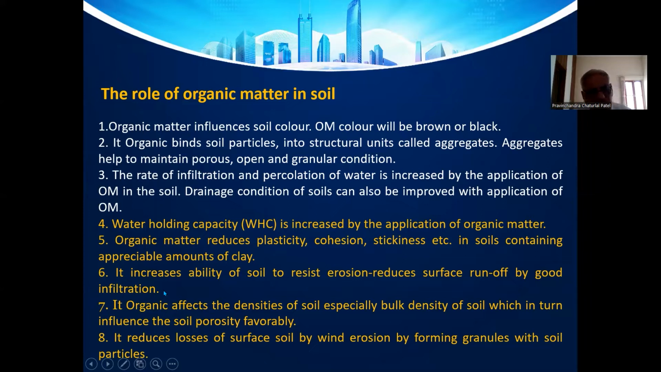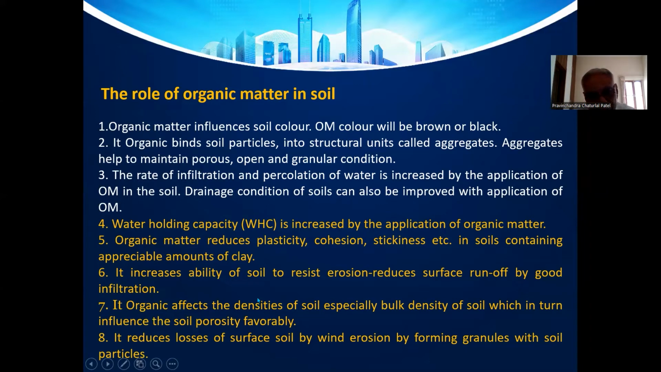So what happens when the soil has higher organic matter? Then the infiltration rate is high in that soil. So when there is rainfall, the water is absorbed and goes down, and there will be less runoff or erosion.